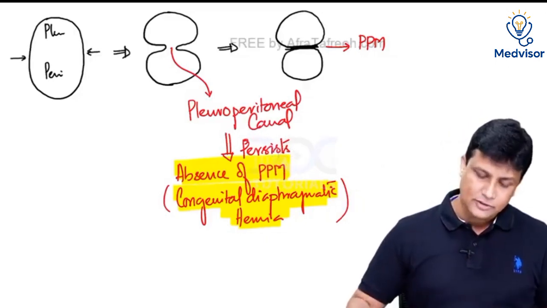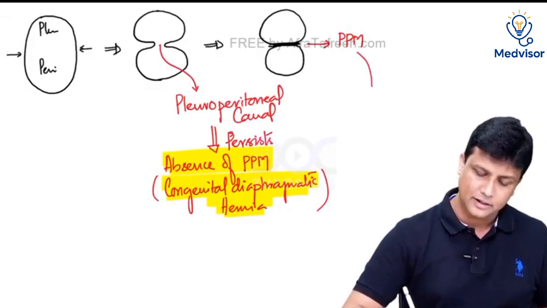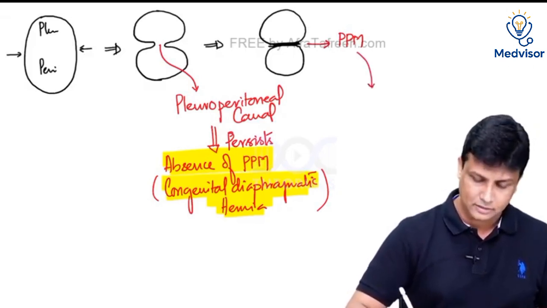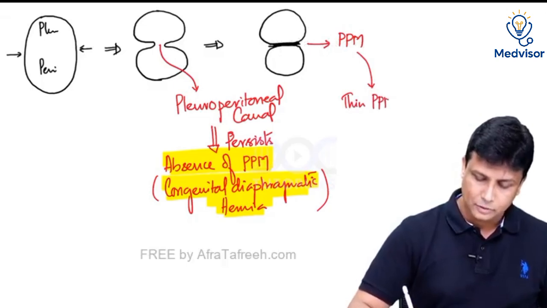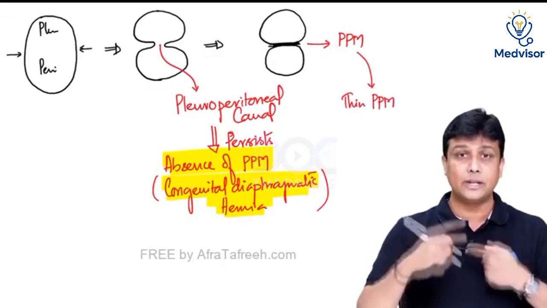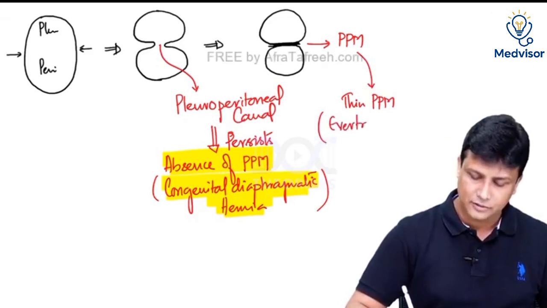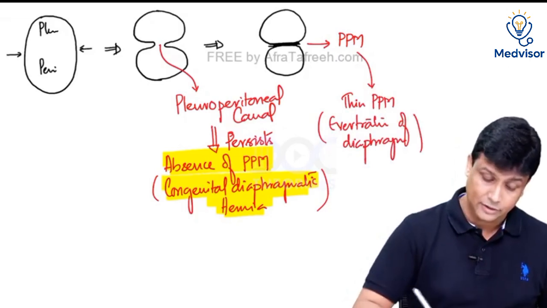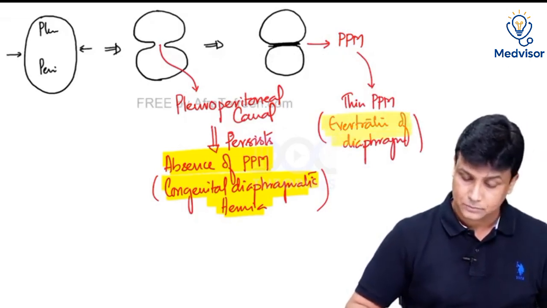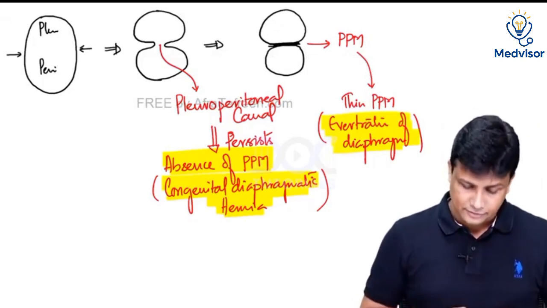Now, sometimes the pleuroperitoneal membrane is formed, but the problem is that it is very much thin. There will be thin pleuroperitoneal membrane. And when the pleuroperitoneal membrane is very thin, there will be eventration of the diaphragm. So, it will lead to a condition that is known as eventration of diaphragm. Even this has been tested in your exam. Because of that thin pleuroperitoneal membrane, there will be eventration of the diaphragm, guys.